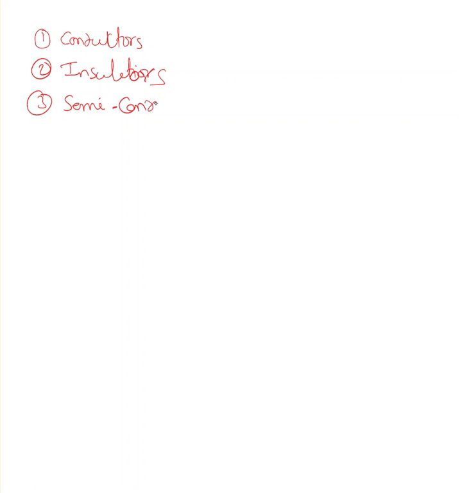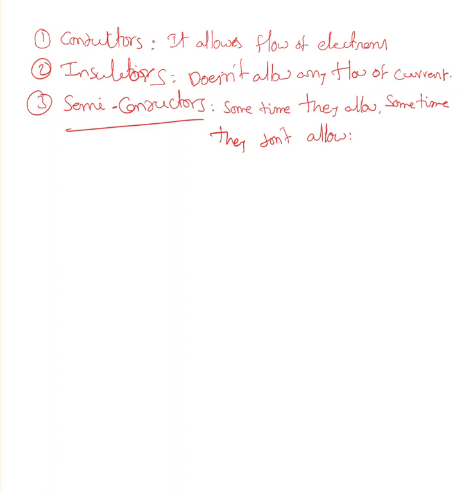All these electronic circuits completely depend upon the semiconducting material. So what are conductors? How do you define which one is conductor, which one is insulator, which one is semiconductor? A conductor always allows current. Conductors allow flow of electrons.